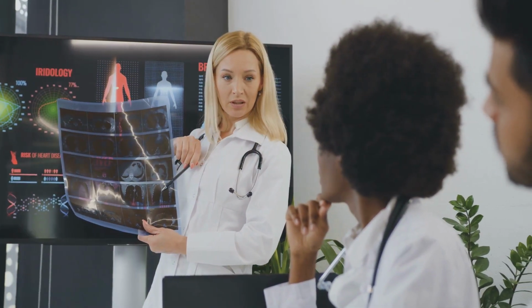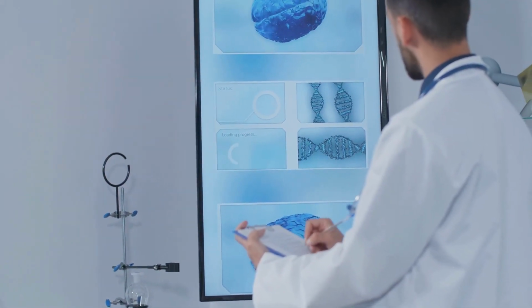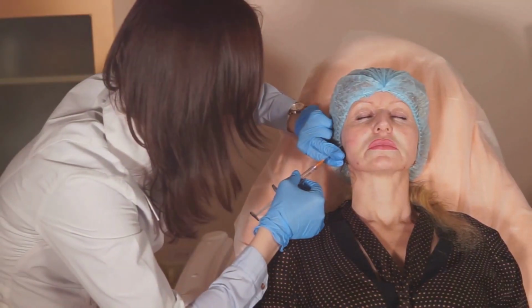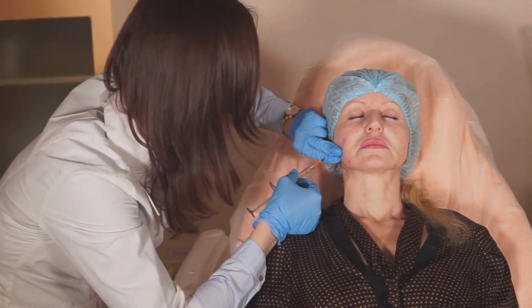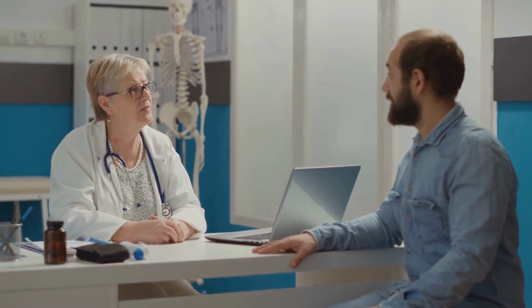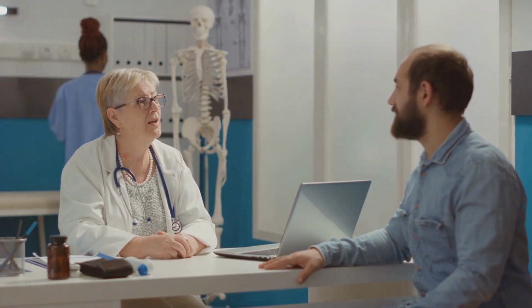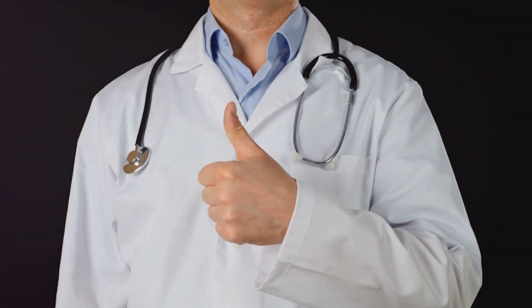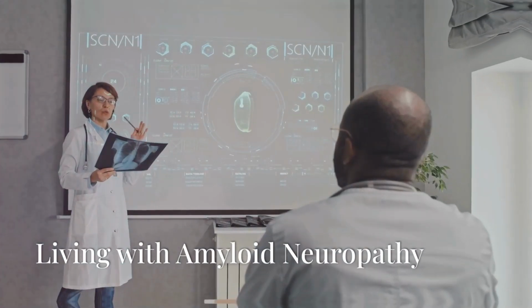Section 9. The importance of early detection. Early detection of amyloid neuropathy is crucial for several reasons. Early treatment can slow the progression of the disease, preserving nerve function and quality of life. Early intervention can help prevent or delay life-threatening complications such as heart failure or kidney failure. Patients diagnosed and treated early tend to have better long-term outcomes. If you experience any of the symptoms of amyloid neuropathy, it is essential to seek medical attention promptly.